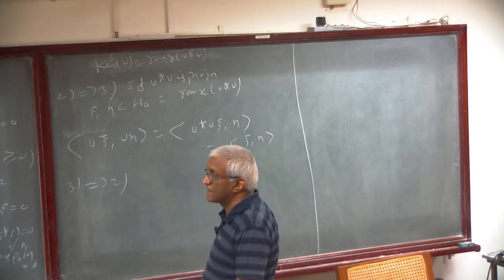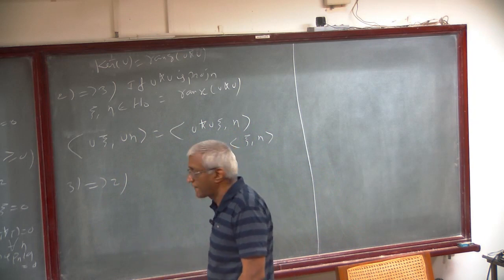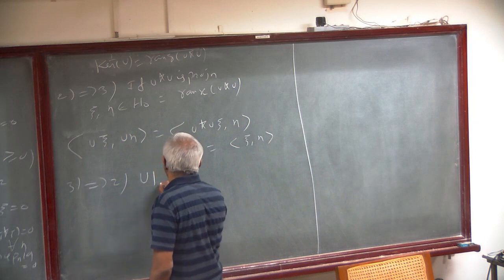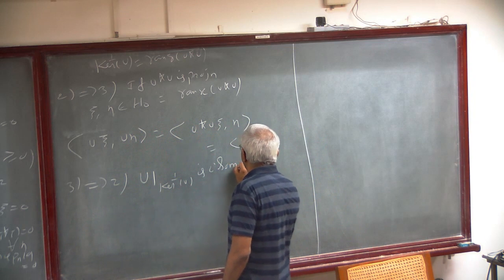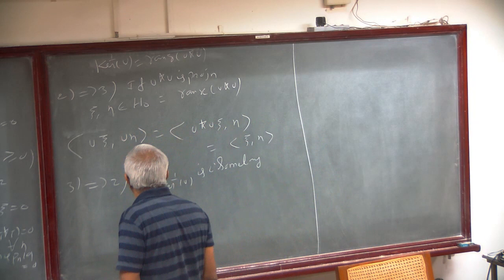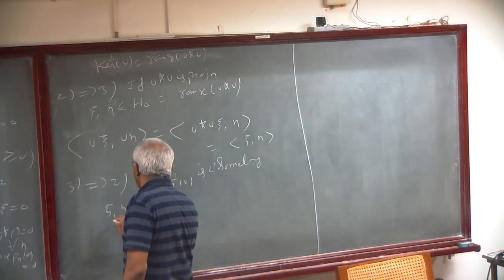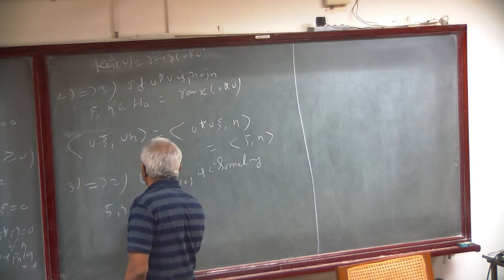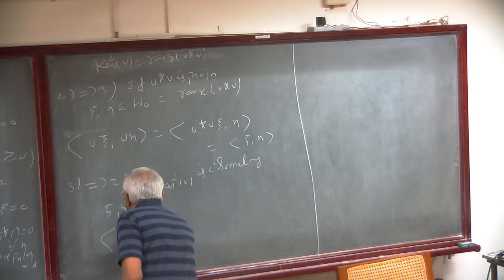So if u is an isometry on kernel perp, then we want to prove u star u is a projection. That's the only thing left. Now 3 implies 2. So now we have u restricted to kernel perp of u is an isometry. Then u star u is a projection, we want to prove. So you take xi, eta in H. What do you want to prove? We want to prove that u star u is a projection.